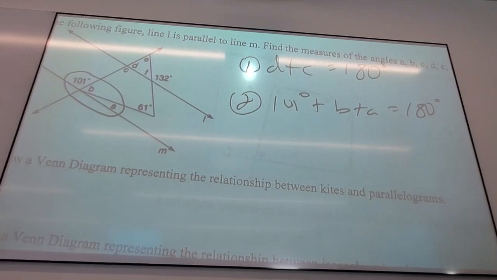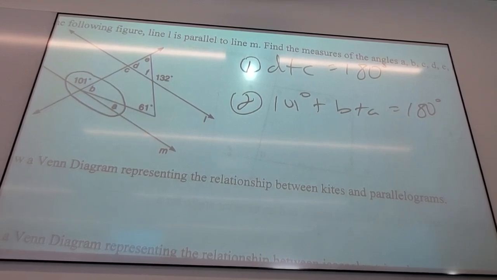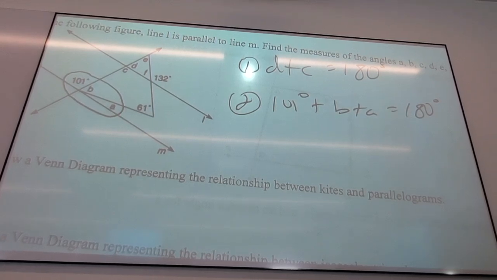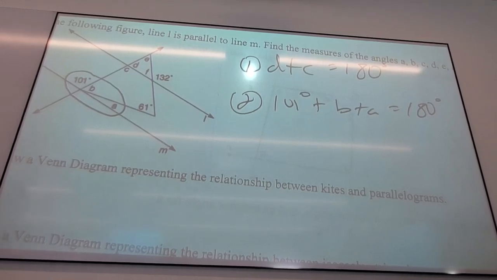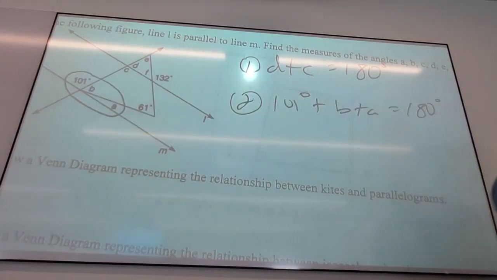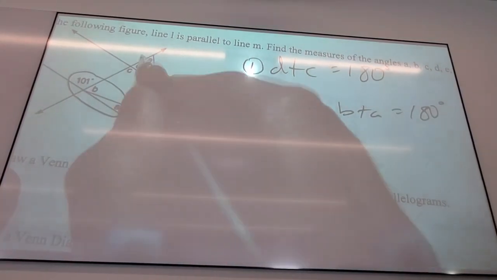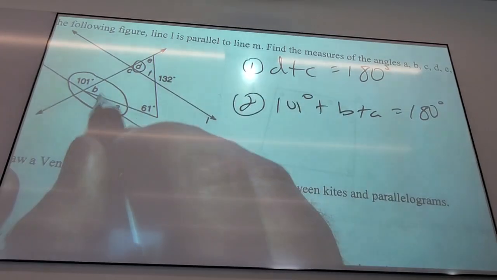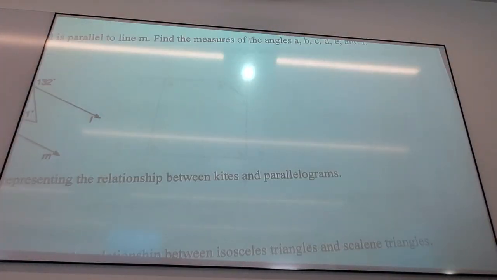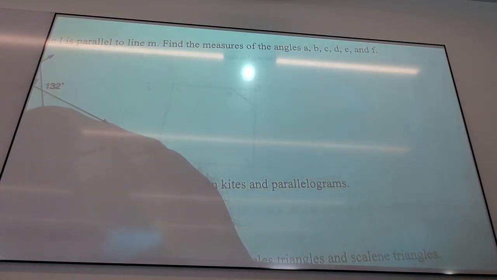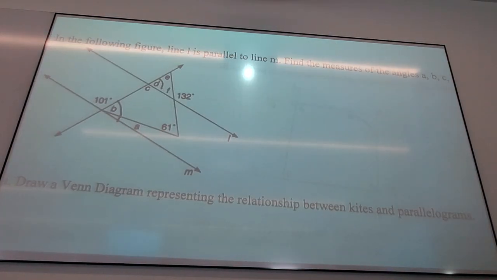But you see how you can just keep going. What else do you know? L and M are parallel, so what other types of relationships could you look for? What's true about D and B plus A? What's true about this angle and this whole angle? Why?